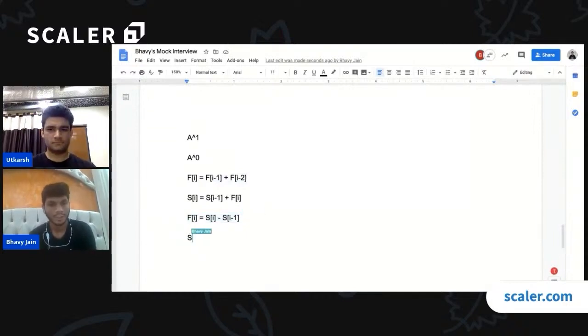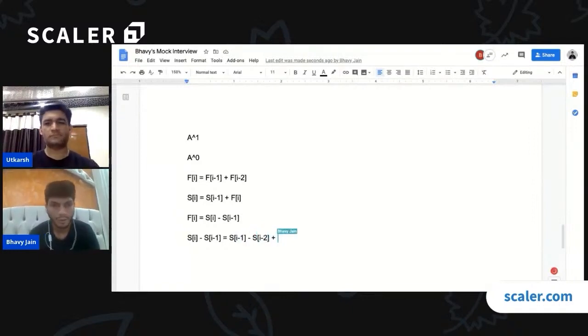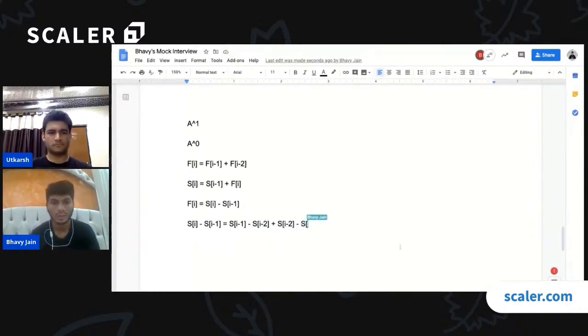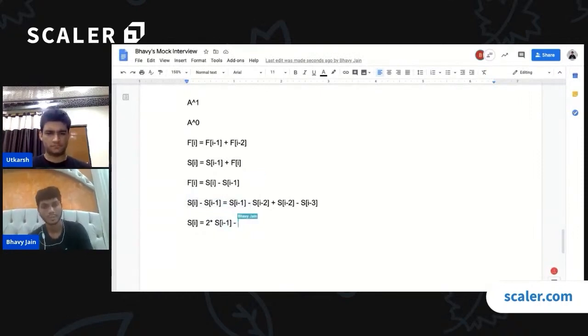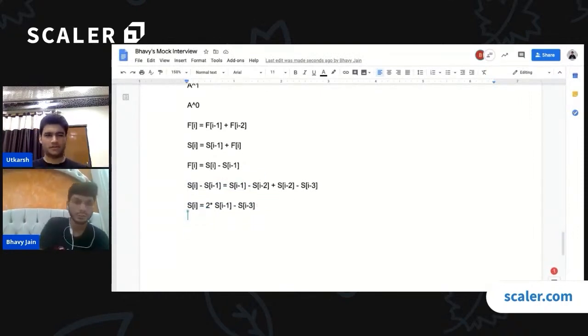So f of I is s of I minus s of I minus 1, which should be equal to f of I minus 1, and f of I minus 1 is equal to s of I minus 1 minus s of I minus 2. Again, f of I minus 2 should be equal to s of I minus 2 minus s of I minus 3. And let's try to recollect terms. So s of I should be 2 into s of I minus 1, and this will get cancelled, and minus s of I minus 3. Yes. So we found a relation for s.